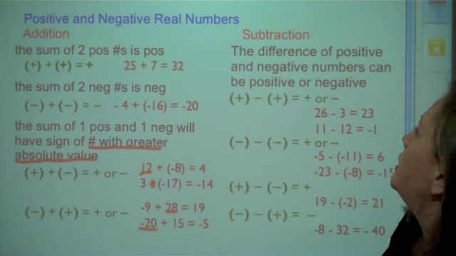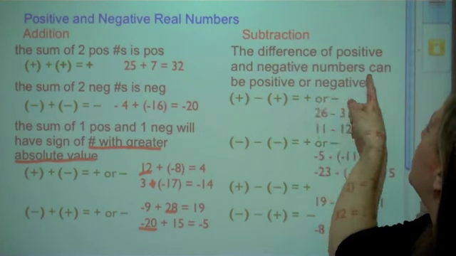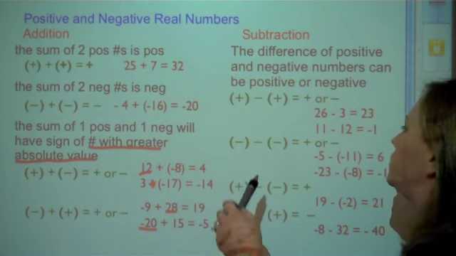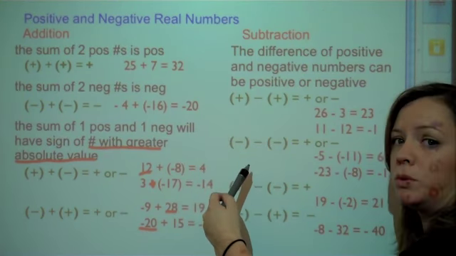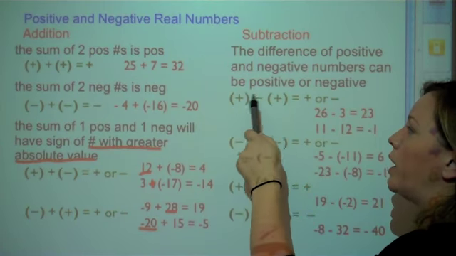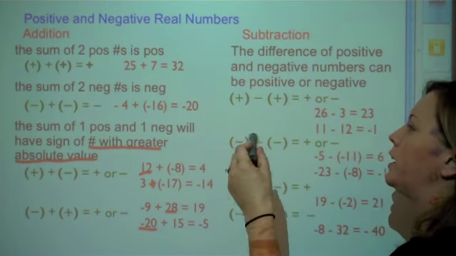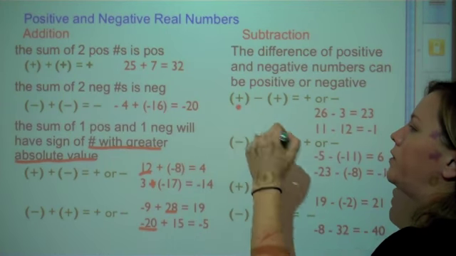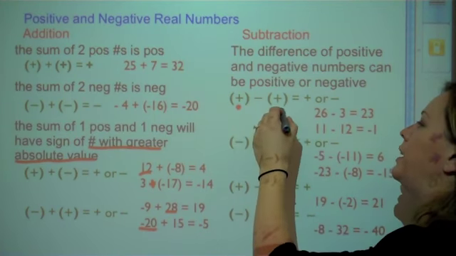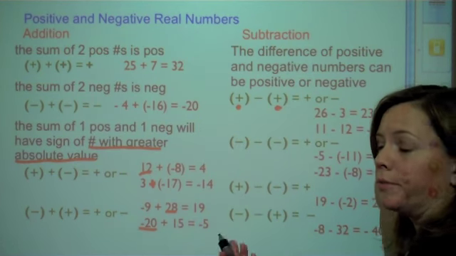If we're subtracting, the difference of a positive and negative number can be, of course, positive or negative. So there's a couple different situations you really want to think about. If you're subtracting two positives, this could be positive or negative. It's going to be positive if the first number is bigger. It's going to be negative if the second number is bigger.